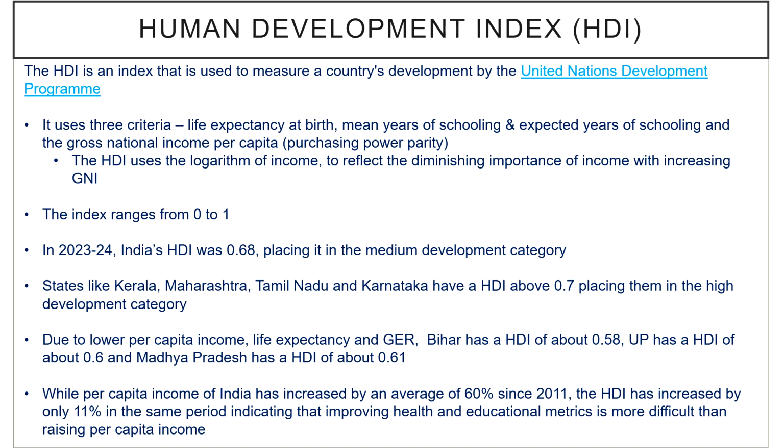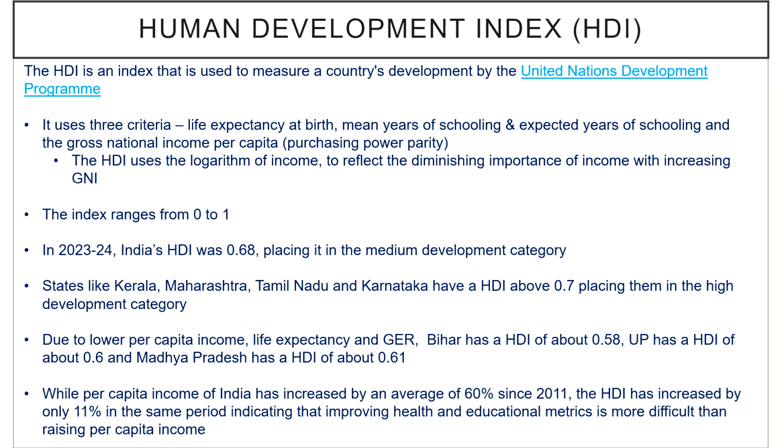Human Development Index, HDI. The HDI is an index that is used to measure a country's development by the United Nations Development Program. It uses 3 criteria: life expectancy at birth, mean years of schooling and expected years of schooling, and the gross national income per capita, purchasing power parity. The HDI uses the logarithm of income to reflect the diminishing importance of income with increasing GNI. The index ranges from 0 to 1.